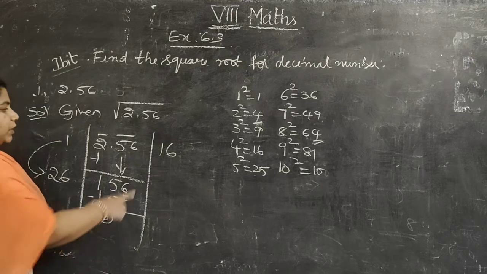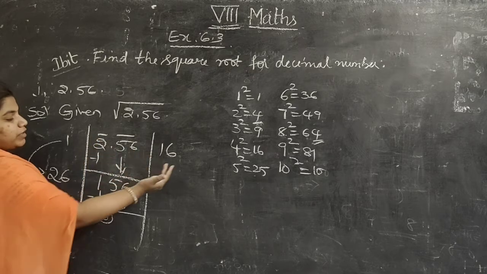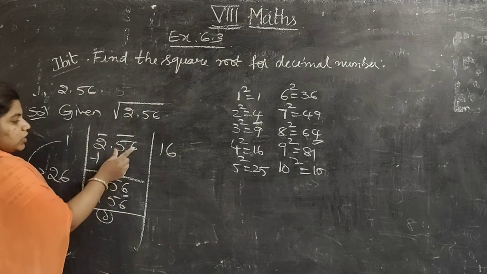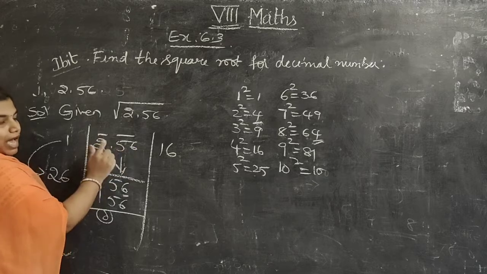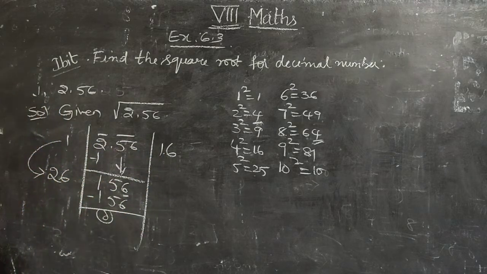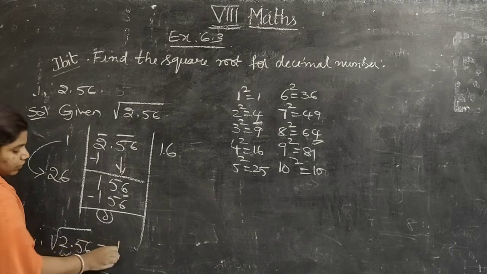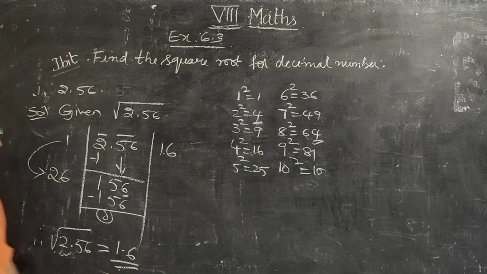So where will you give the point now? After as many pairs as you have before the point, after that many digits you have to keep the point. Because after only one pair you are having the point, so after one digit we will apply the point there. Therefore, the square root of 2.56 is 1.6. That is 1.6 into 1.6 is 2.56.